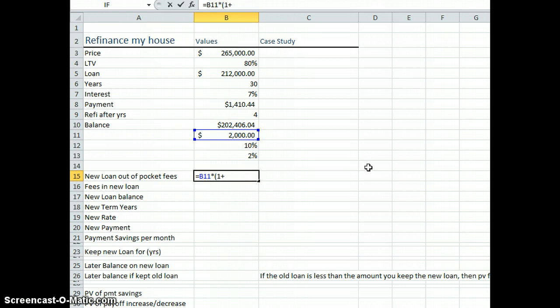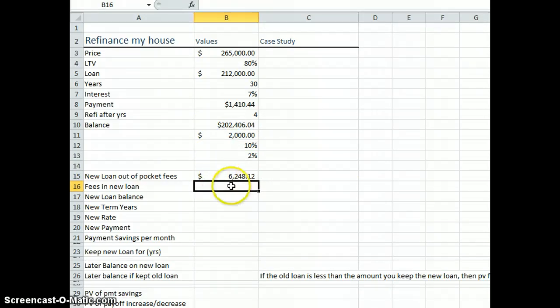And then we're going to multiply that by 1 plus, this is just the 10% that it's going to cost us with the fees, basically the new fee cost. And then we are going to take that and add the 2% times our balance. So 6248.